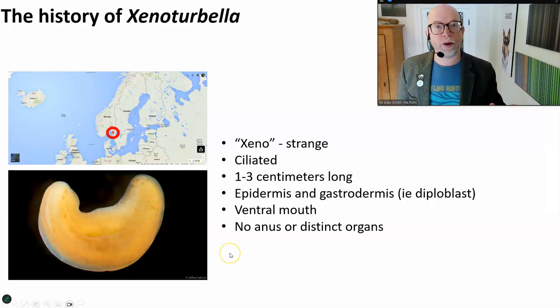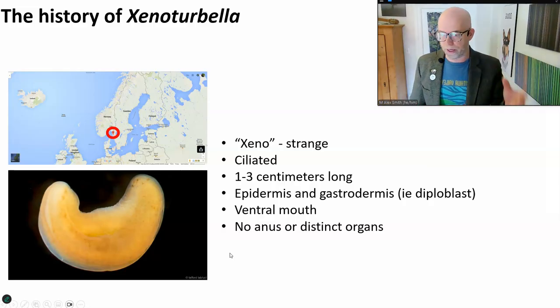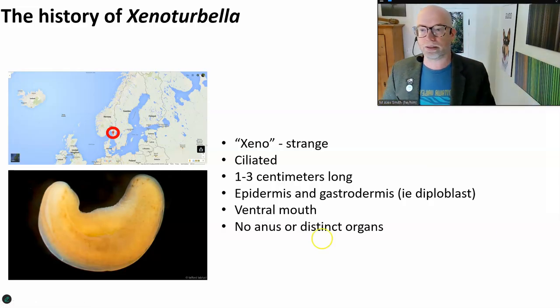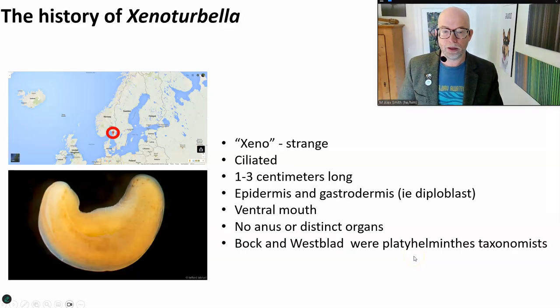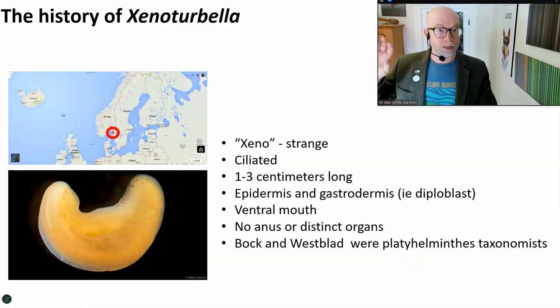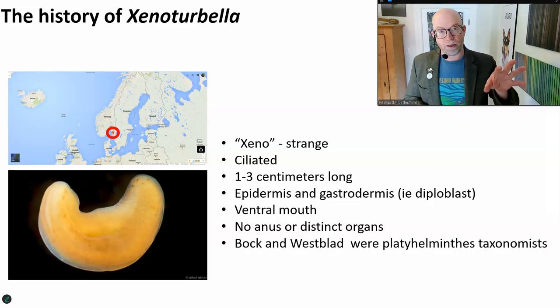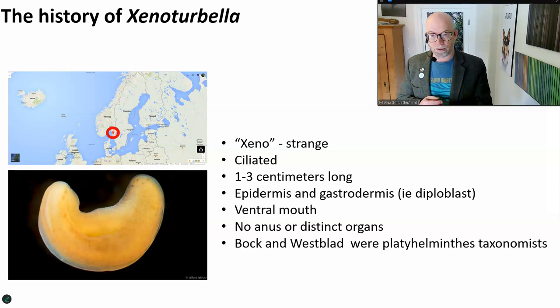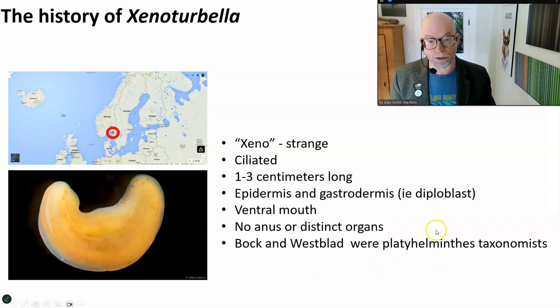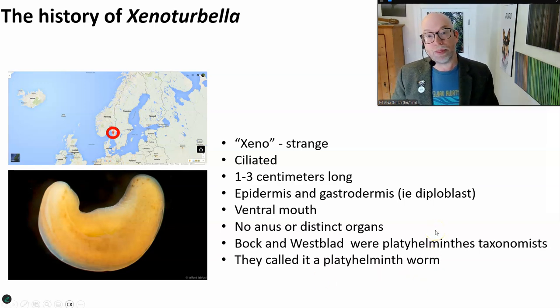So right away, we still have what they discovered then, these are some of the key characteristics that we retain and we know about today. Now, Bock in 1915, and Westblad in 1949, they were both platyhelminth taxonomists. So they studied flatworms. That was their bread and butter. And they named this a platyhelminth flatworm.